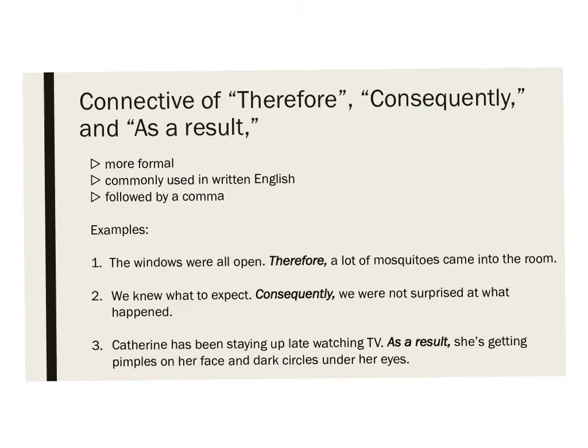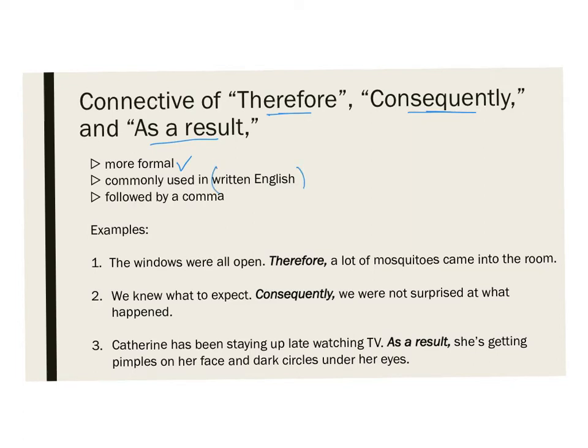Apart from using the connective so to express the results, there are many other ways of talking about the results of an action or situation. In some situations, you may prefer to use other connectives, such as therefore, consequently, and as a result. These connectives are used to connect two sentences to show that something is caused by or naturally follows on from something else. These connectives are more formal and are more commonly used in written English.